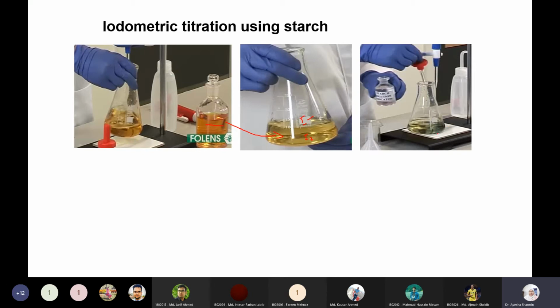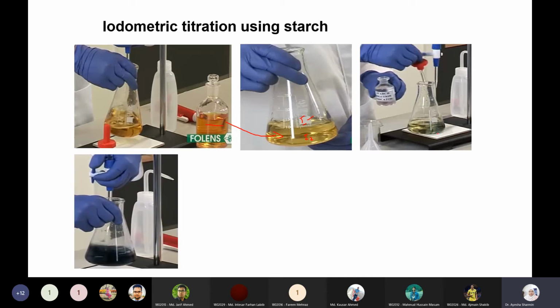You can see the blue is the starch iodine complex's color, and it becomes really dark blue, and you start to titrate it immediately. This process has to be very fast, because you shouldn't allow the solution to come in contact with the air for a very long time. So you have to prepare everything before you start the titration. As you're doing the titration, you add the starch and complete it fast.